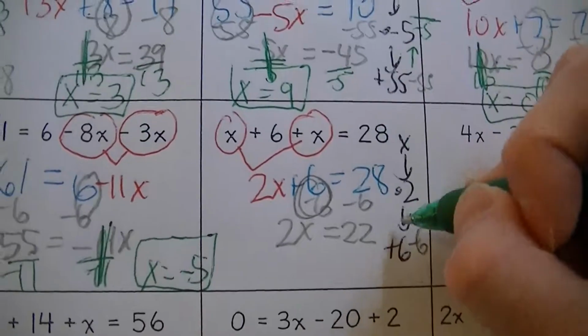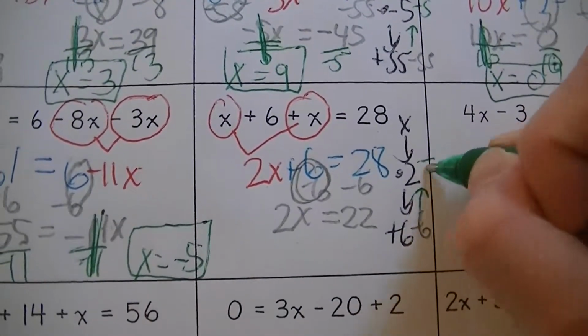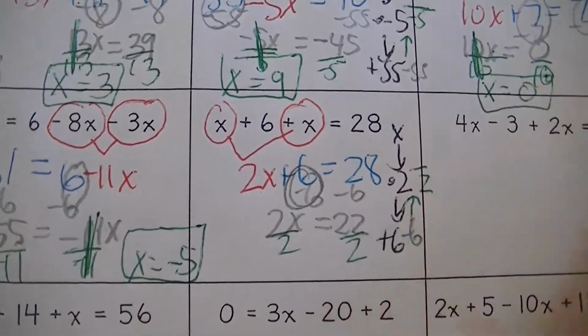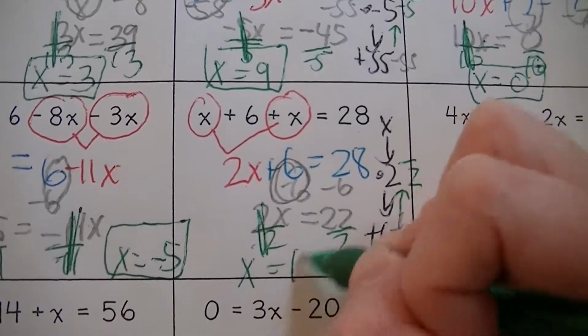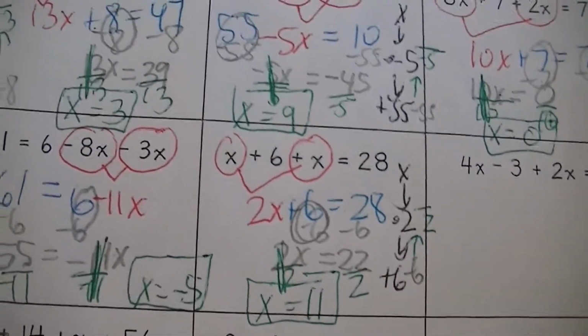Now go ahead and go on back up. Inverse operation of timesing by 2 is to divide by 2. Divide by 2 on both sides of the equal sign. 2 divided by 2 is 1. 1 times x is x. 22 divided by 2 is 11. Your solution is x equals 11.